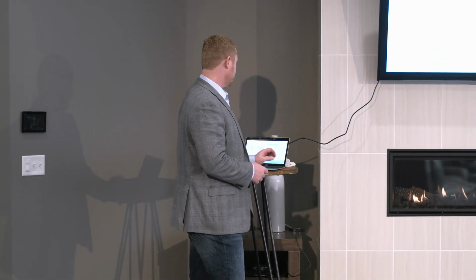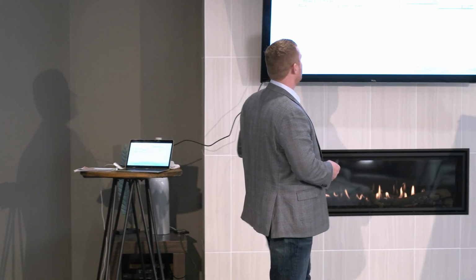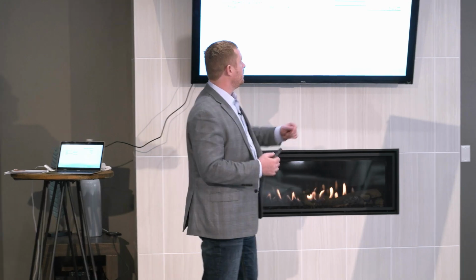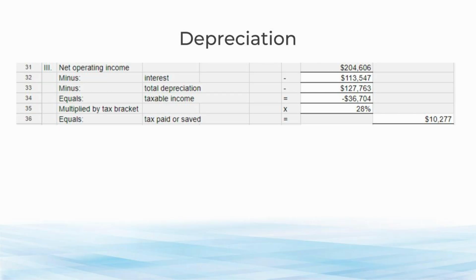We are going to pay taxes on these $80,000. Then we look at our depreciation. So to figure out our depreciation value, we've got $204,000 is our NOI. We take out our interest, we get to deduct our interest.